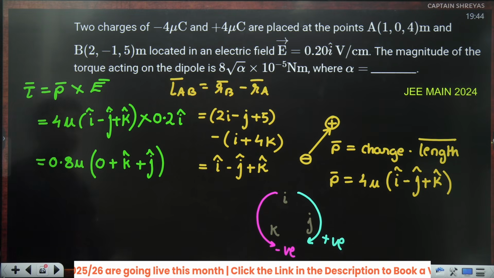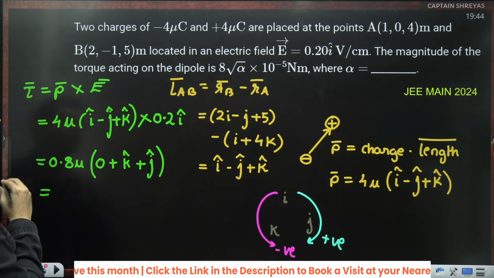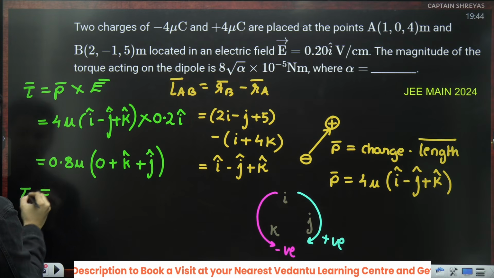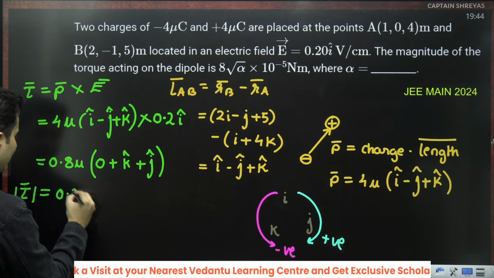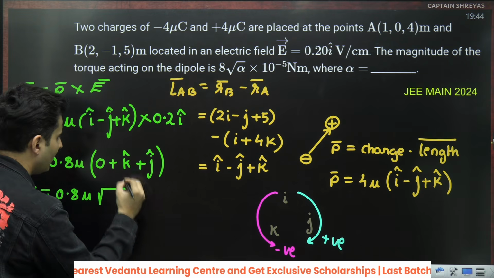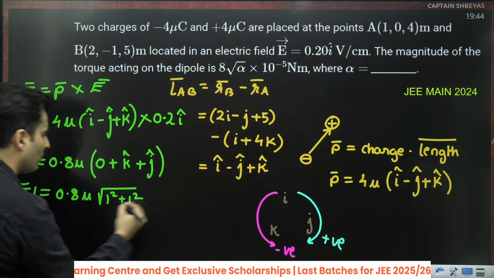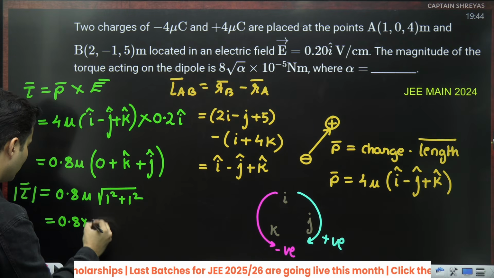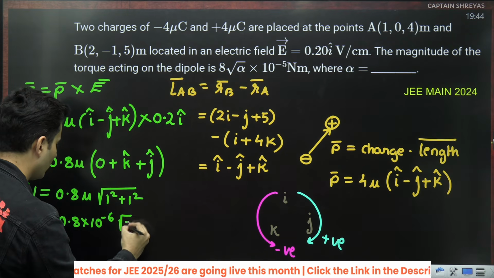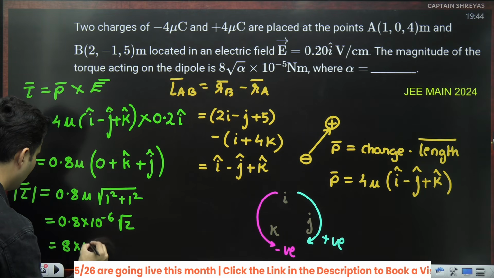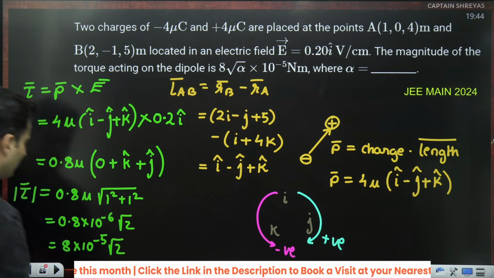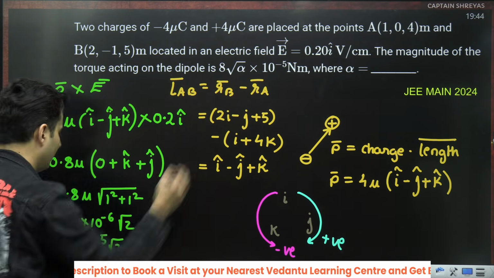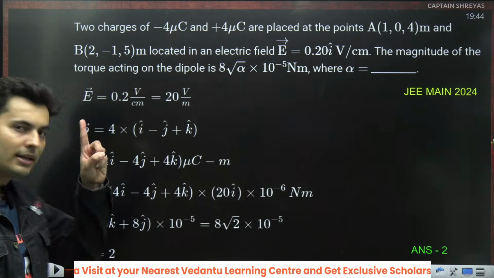Okay, the magnitude of the torque is asked, right? And into 10 to the power minus 5. Okay, so if this is the torque, the magnitude of that torque will be 0.8 micro, and this will be root of 1 square plus 1 square, which is basically 2. So this will be 0.8 into 10 to the power minus 6 into root 2. So that is 8 into 10 to the power minus 5 root 2. So alpha is basically 2. Yes, it is the correct answer.